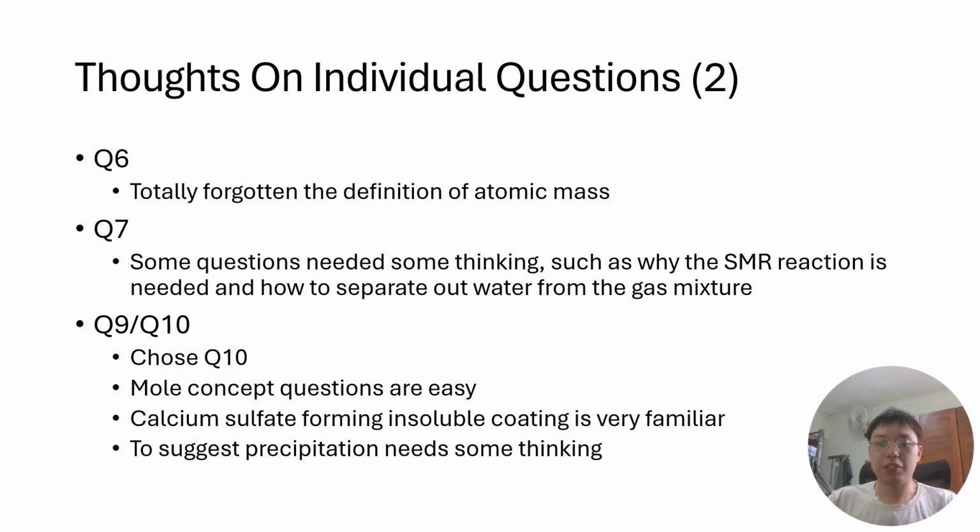The remaining 2 parts are a bit trickier, but the calcium sulfate forming an insoluble coating is actually a very familiar question, because when I practiced the past papers, I also saw a similar trick in a question whereby when an insoluble coating is formed, it stops the reaction from happening. Therefore, I didn't think that this question was too difficult, especially as I practiced similar questions before. Last but not least, they asked how to prepare calcium sulfate, and to suggest precipitation needs some thinking, because the most important thing is that calcium sulfate is insoluble, so the reactants must all be aqueous.